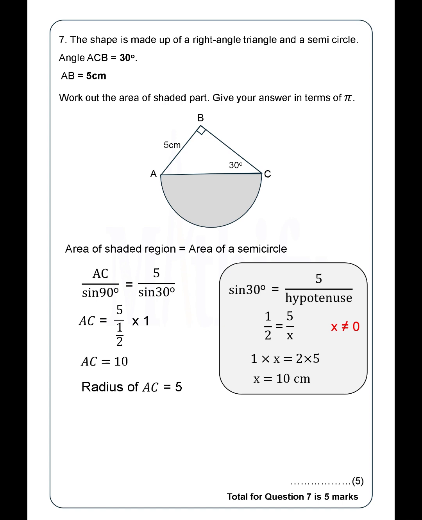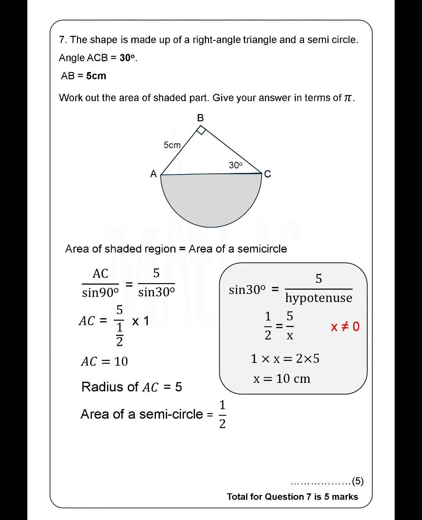Okay, to work out the radius, as mentioned earlier, AC represents the diameter. Radius is half of diameter. So 10 divided by 2 is equal to 5. Now, how do we work out area of semicircle? We know that area of a circle is pi r squared. But this is a semicircle, which means half of a circle. So you could write it as half times pi r squared or pi r squared divided by 2.